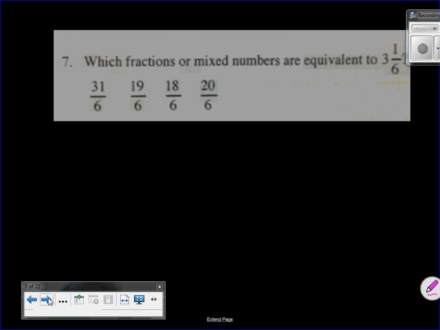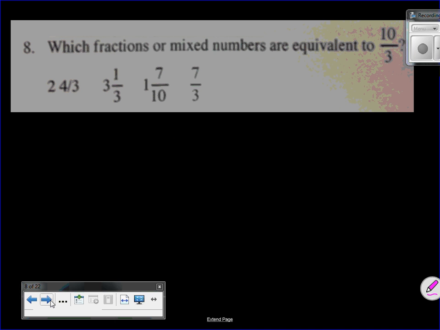Keep going here. Which fractions or mixed numbers are equivalent to 3 and 1/6? Once again, we have to change this into an improper fraction. 6 times 3 is 18, plus 1 is 19 over 6. There's my answer. Next problem.